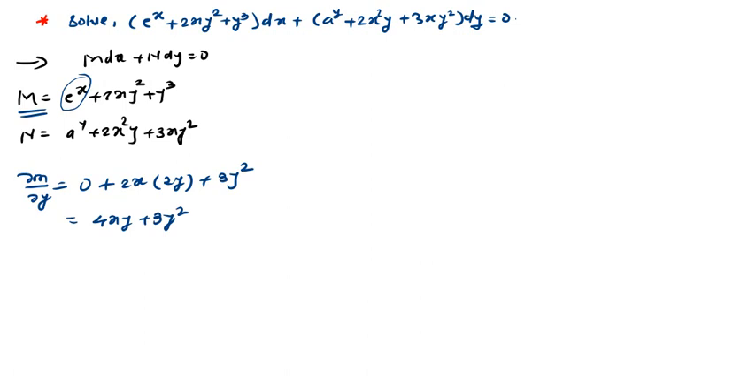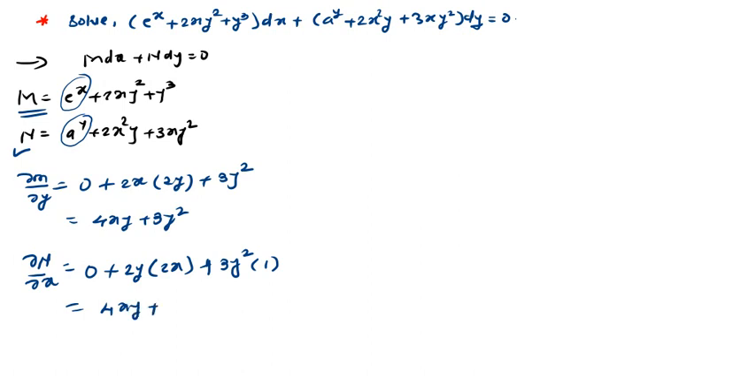In a similar way we can calculate the value for ∂N/∂x, the derivative of N with respect to x. So a raised to y does not contain any term of x, so it is constant and its derivative will be 0, plus again the derivative of 2x square y with respect to x. So 2 and y will be constant, and the derivative of x square is 2x. Also the derivative of 3xy square with respect to x: 3 and y square will be constant, and the derivative of x is 1. So finally we get this as 4xy plus 3y square.